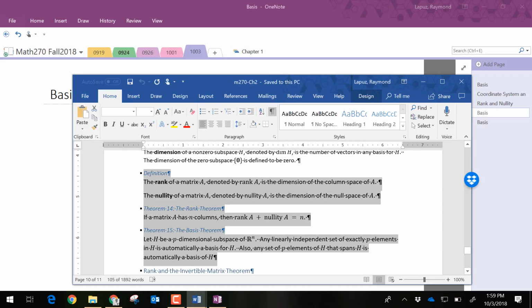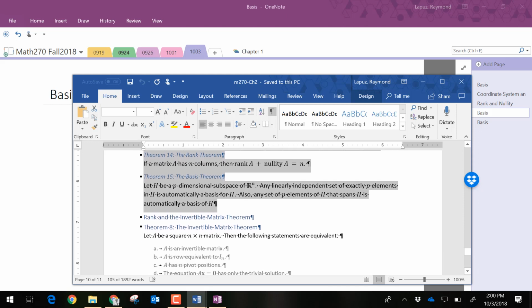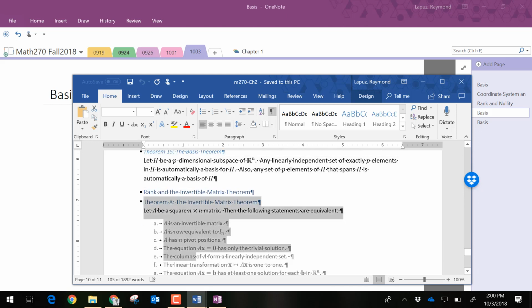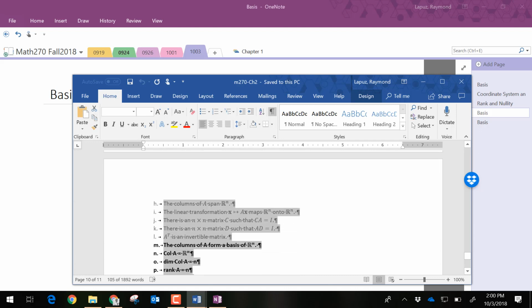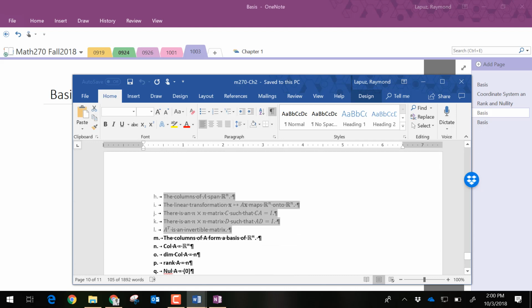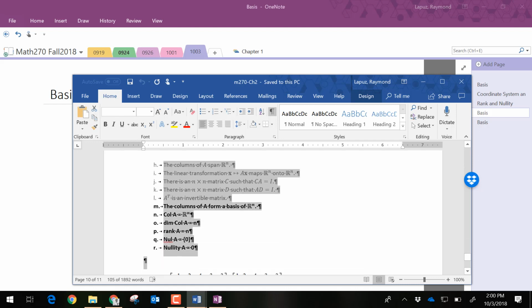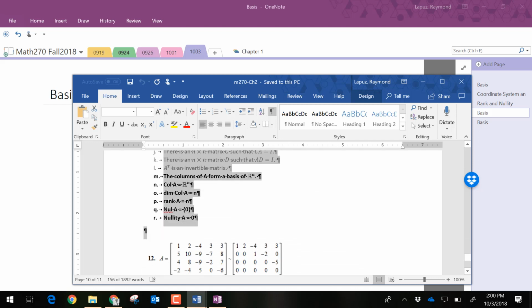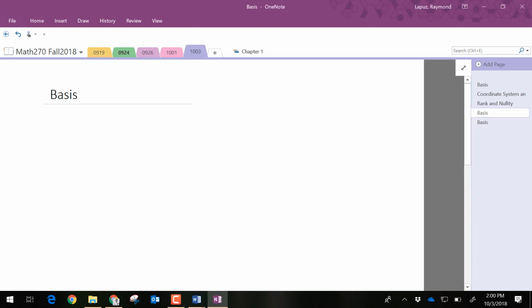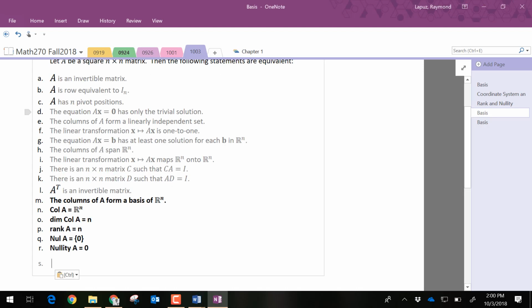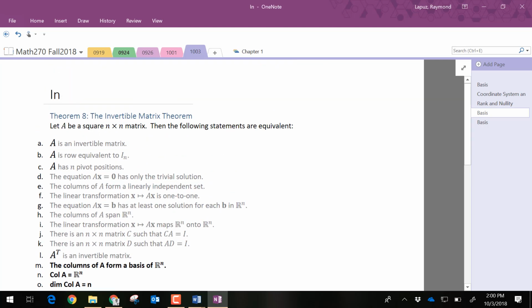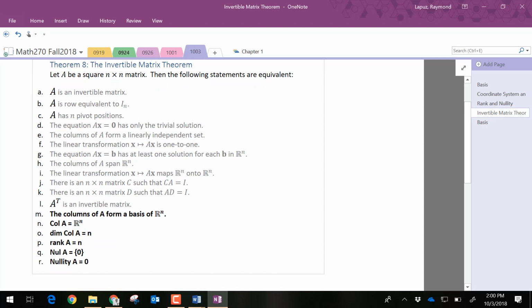There's one more thing. Some time ago, we started this invertible matrix theorem, and we went A through L. Now that we know about column and row and dimension and rank, we can add more. And if you're taking notes, maybe you just write M through R, because you already had written A through L.